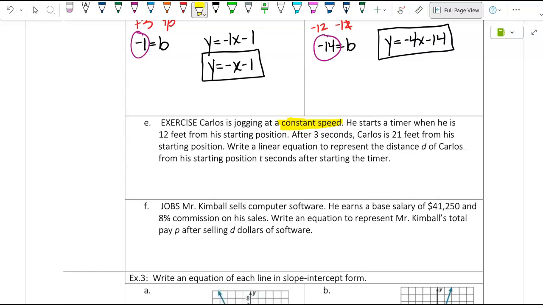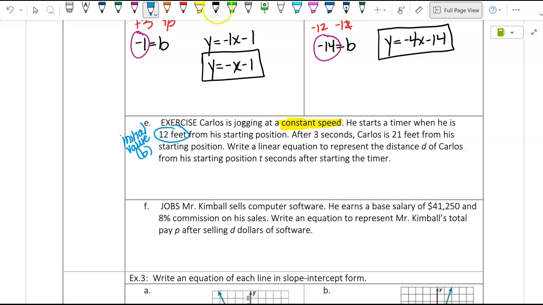He starts a timer when he is 12 feet from his starting position. After 3 seconds, Carlos is 21 feet from his starting position. Write a linear equation to represent the distance d of Carlos from his starting position t seconds after starting the timer. Well, we know when he starts the timer, he's 12 feet. That's going to be our initial value. So the 12 feet here is going to be our initial value. And we talked about that. That's like our y-intercept or our b. But I need my rate.